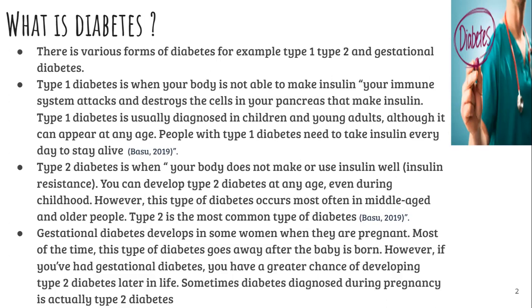Gestational diabetes develops in some women when they are pregnant. Most of the time, this type of diabetes goes away after the baby is born. However, if you've had gestational diabetes, you have a greater chance of developing type 2 diabetes later in life. Sometimes diabetes diagnosed during pregnancy is actually type 2 diabetes. For this presentation, we're only going to be focusing on type 1, type 2, and gestational diabetes.